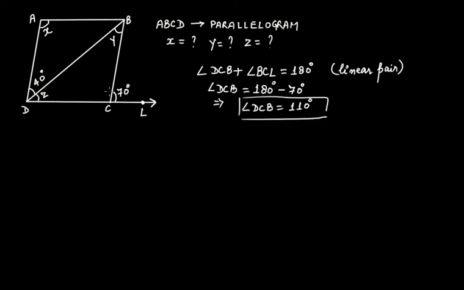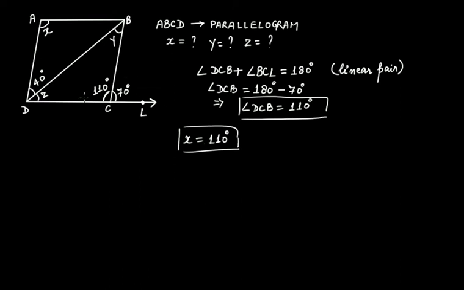So if this is 110 degrees, so tell me what will be the value of X? You will see that the opposite angles are equal, therefore X is equal to 110 degrees. If X is equal to 110 degrees, so tell me what will be this angle? This angle will be what?